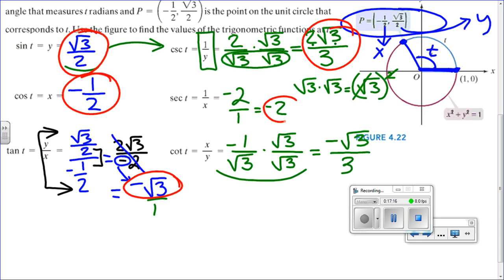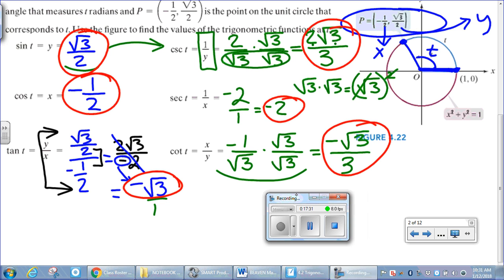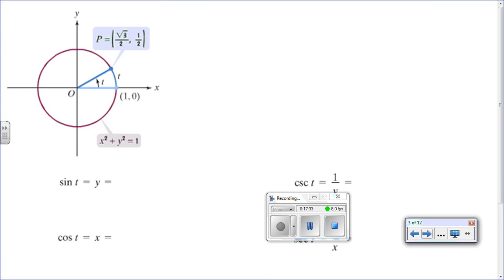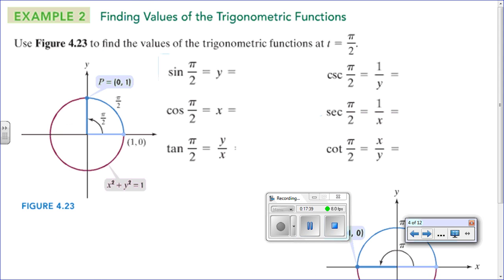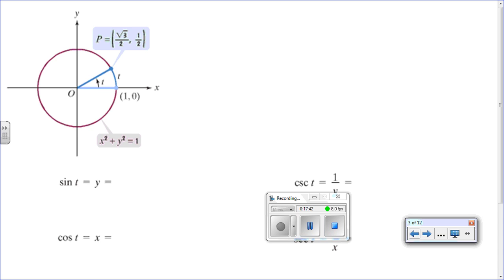So the 6 trigonometric function values are that, here, and here. When you guys do your homework on MyMathLab, you have to rationalize. If you don't rationalize, they're going to count it wrong. Okay? All right, my friend. Okay, so I'm going to move to the next one. It's very similar. Actually, you guys do that one.